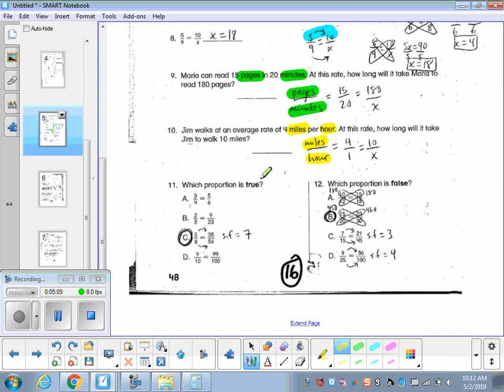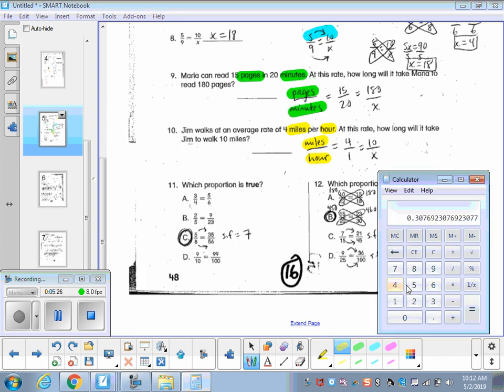Looking here, which proportion is true? I know it's not A because 3 times 6 is 18 and 5 times 4 is 20. Also, both of these are reduced fractions, and a lot of you guys know that 3/4 is 0.75, and that is not equal to the 0.83 we get when we divide 5 by 6, so that's not true. Now for C, what I did notice is that if I do 5 times 7, I get 35, and 8 times 7 is 56. So this is a true proportion where the numerator and the denominator were impacted by the same scale factor of 7.